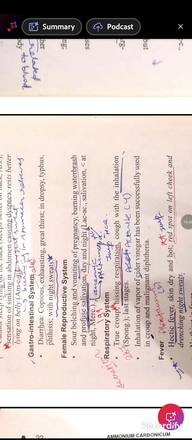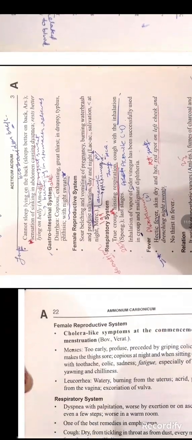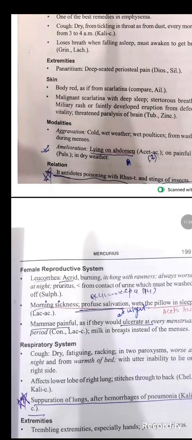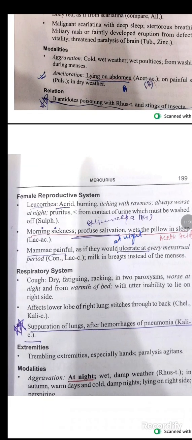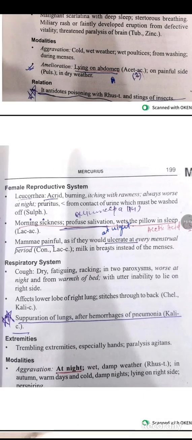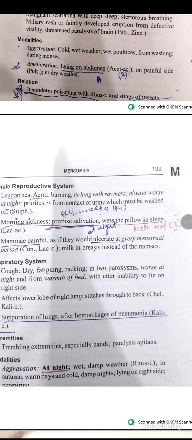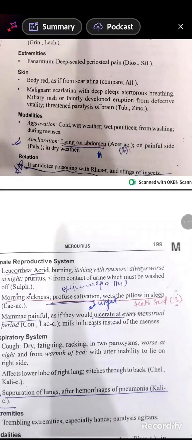In Allen's keynote there is no medicine of lactic acid; this is in boric. The next is salivation aggravation at night. Day and night is acetic acid, and salivation aggravation at night only is mercurius. Go for page number 199, mercurius 199. Female reproductive system, point number 2: morning sickness, profuse salivation, wets the pillow in sleep. It means only at night. You have to write page number 3, acetic acid, in mercurius.